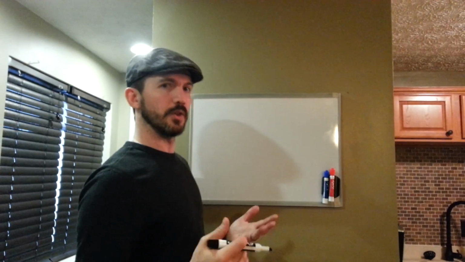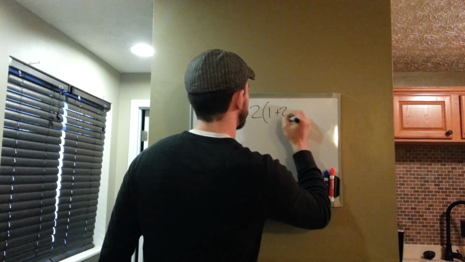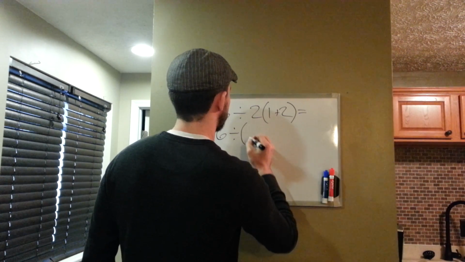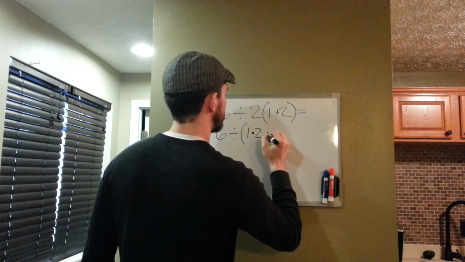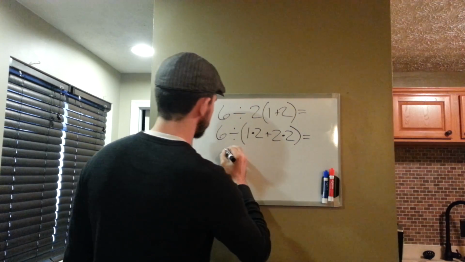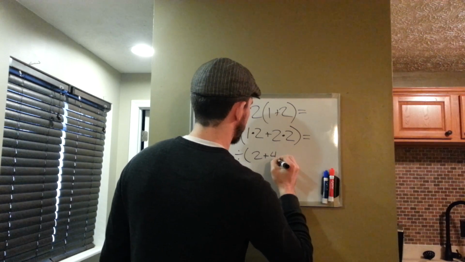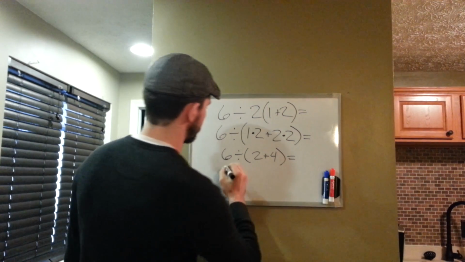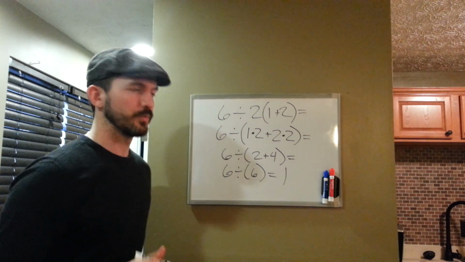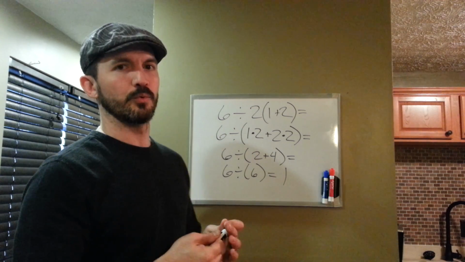So in other words, if we did the same thing, only not removing the 2, but keeping in mind that we're supposed to use the law of distribution: 6 divided by 2(1+2) equals 6 divided by (1 times 2 plus 2 times 2) equals 6 divided by (2 plus 4) equals 6 divided by 6 equals 1. It's just that easy if you just follow a few simple rules.